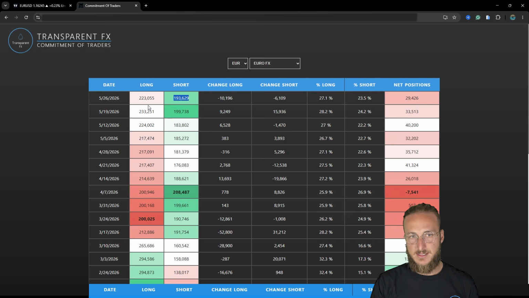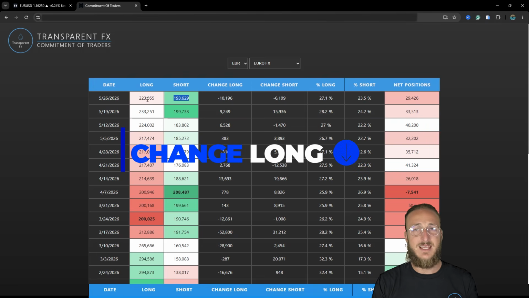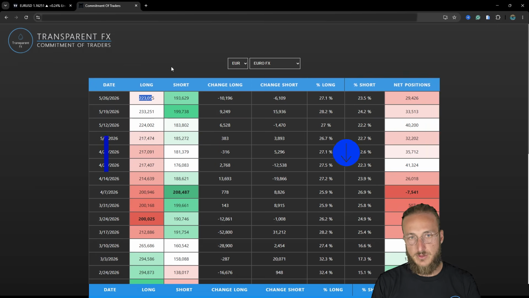And look, if we look at the longs, what has happened here is that pretty much they remain the same. So in this period, what happened is that shorts got increased from an institutional perspective and longs pretty much remained the same. Actually, they got slightly decreased from 224K down to 223K.